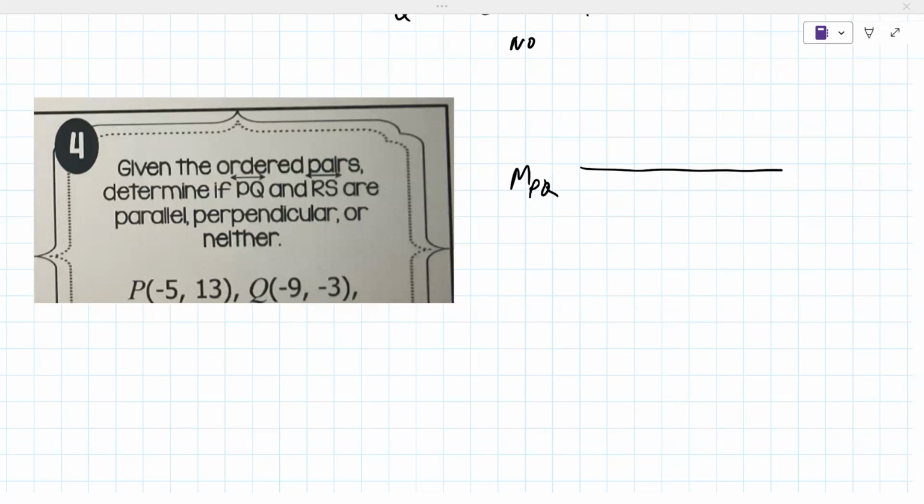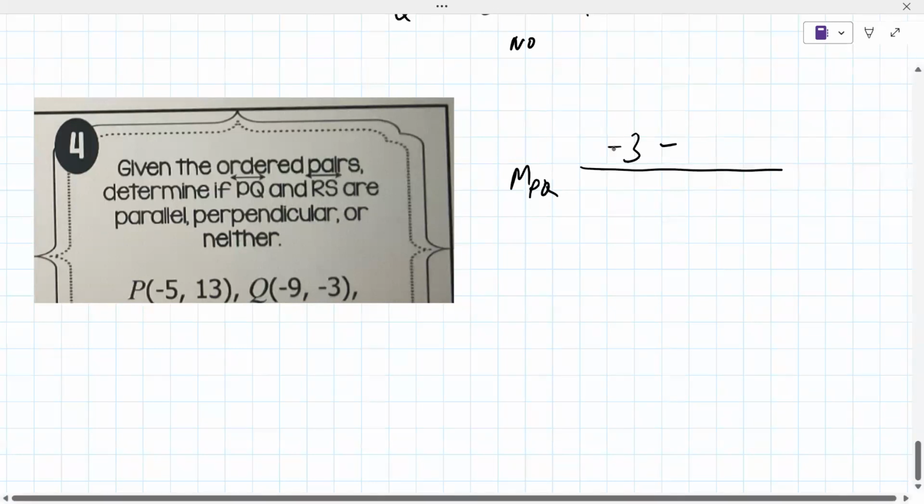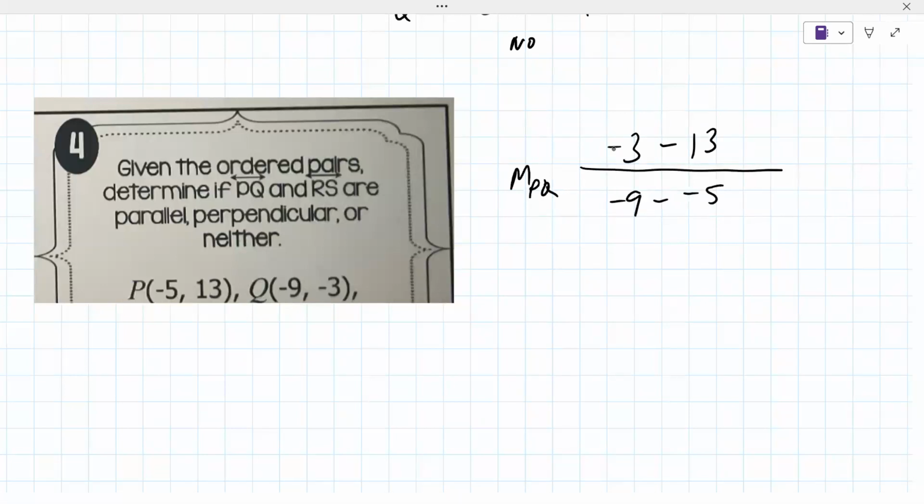Four. Okay, so let's see here. -3, -13, -9, minus a -5. So I get -16 over -4, which is 4. Very good. And then I will snip in just the R and S. Maybe that will help here.